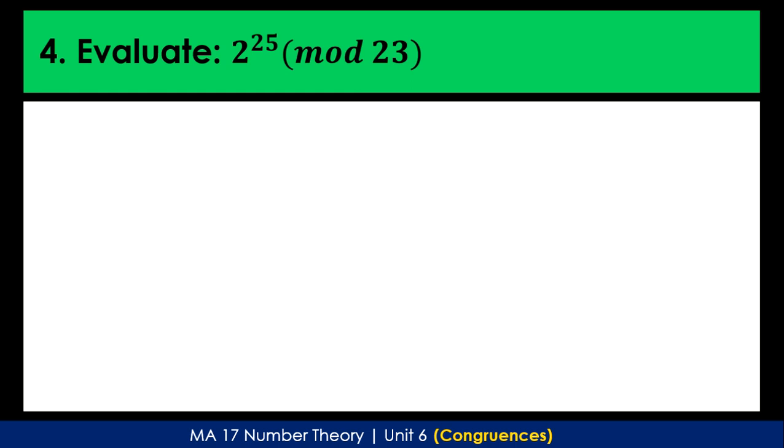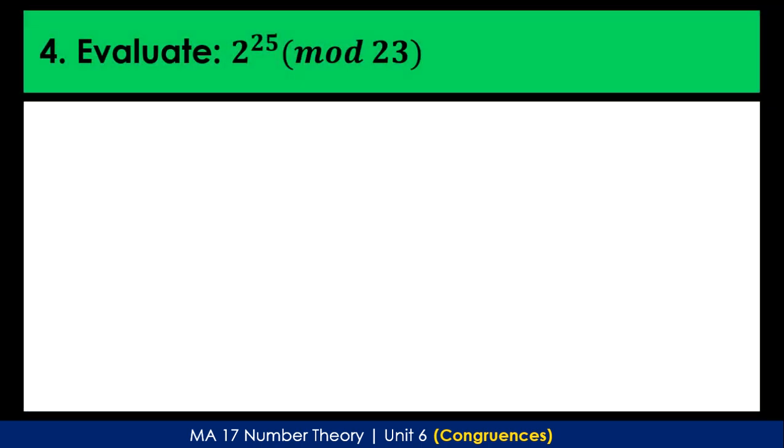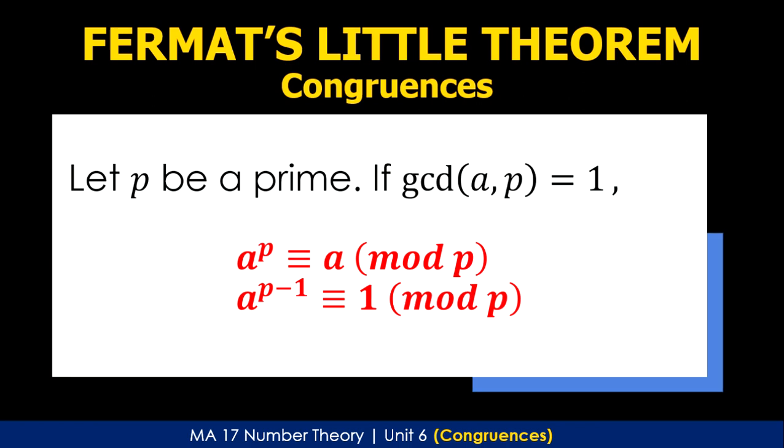As you can see here, 23 is a prime number, so that's one of the requirements. Another one is that our a here is 2, and again our prime number is 23. The GCD of 2 and 23 is obviously 1. Therefore, we can utilize this theorem.